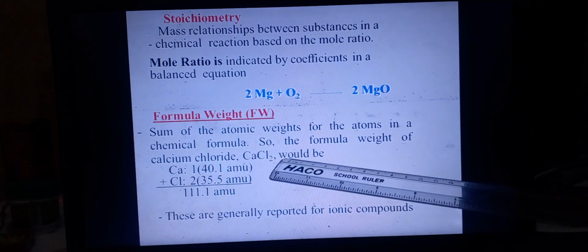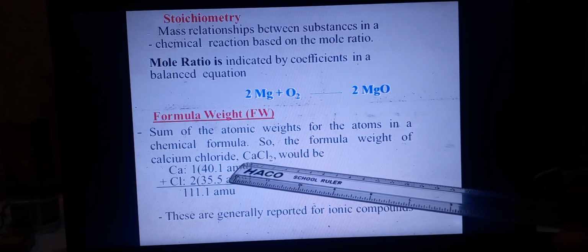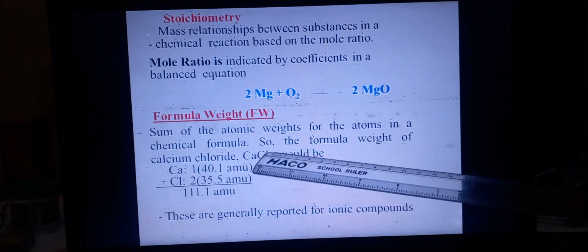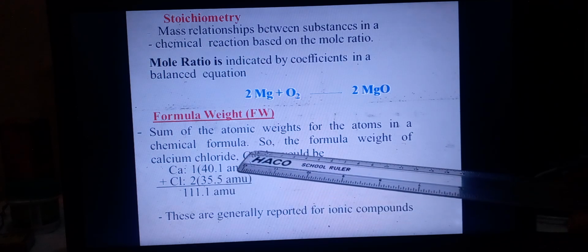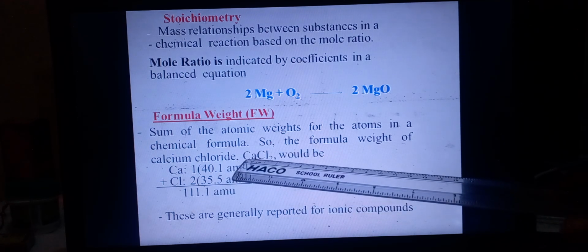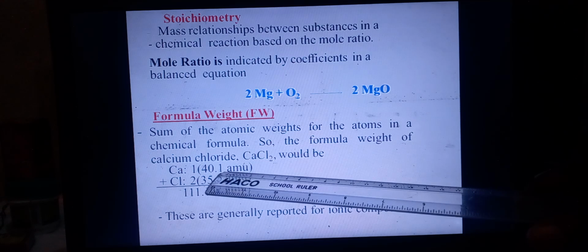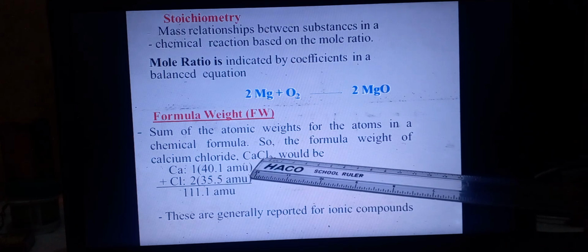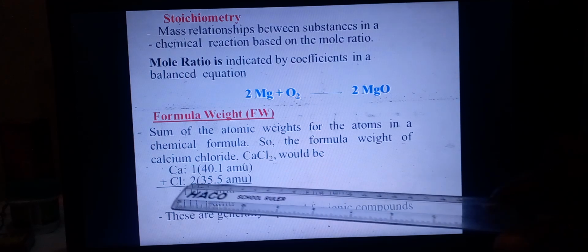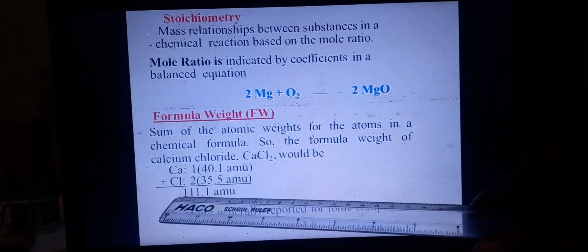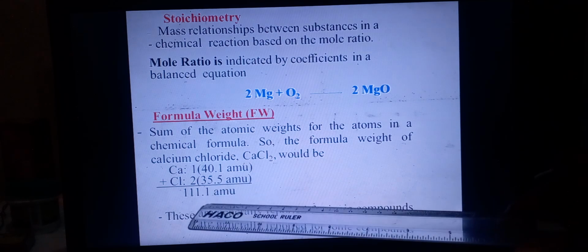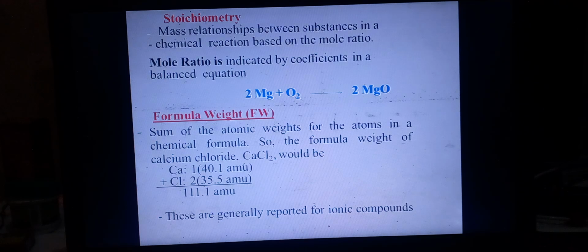Look at calcium chloride. One atom of calcium has a mass of 40. One atom of chlorine has a mass of 35.5 from chemistry. So if you want to get the formula weight of calcium chloride, we take the mass of calcium, which is 40, plus the mass of 2 atoms of chlorine. So it means we take 40 times 1 plus 2 times 35.5, which will eventually give us 111. That one marks the atomic mass unit of calcium chloride.